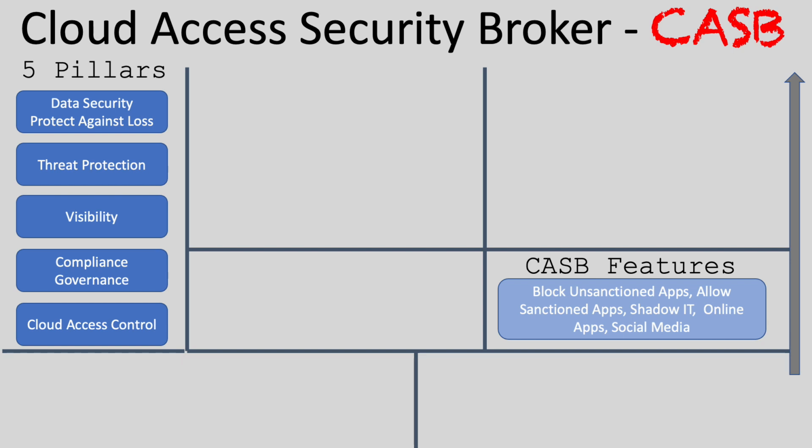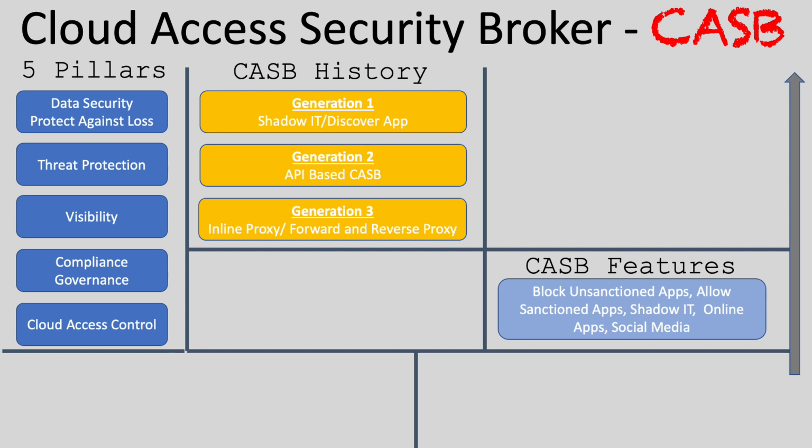If we look at the five pillars of CASB, there is data security, protecting against loss. We want to prevent data loss, DLP, data loss protection. We also look at threat protection and visibility. CASB gives us visibility when you're accessing those cloud applications. We want the ability to have compliance, governance, and most of all, we want to have control over the cloud aspects of it.